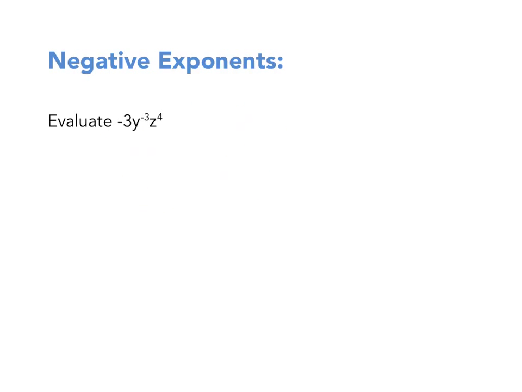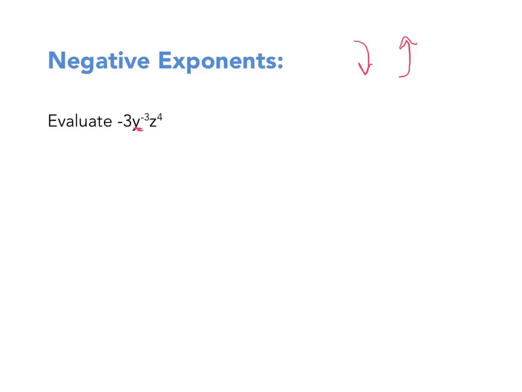Okay, negative exponents. Remember, negative exponents just have to be moved. If they're on the top, they go to the bottom, and if they're on the bottom, they go to the top. So I see I have one negative exponent right here. It's y to the negative third. Negative 3 can stay the same.